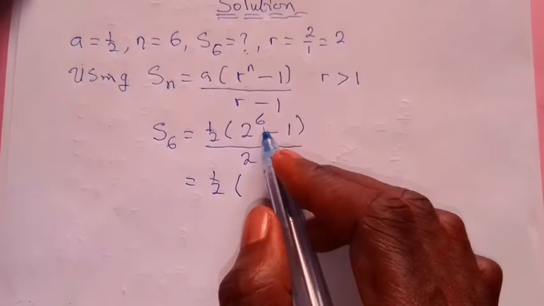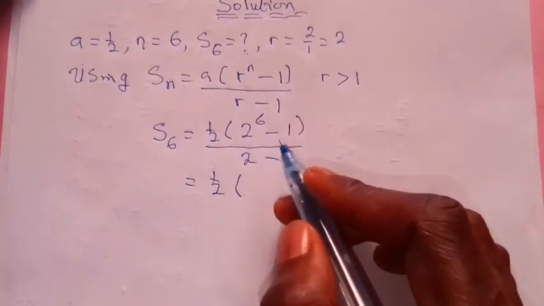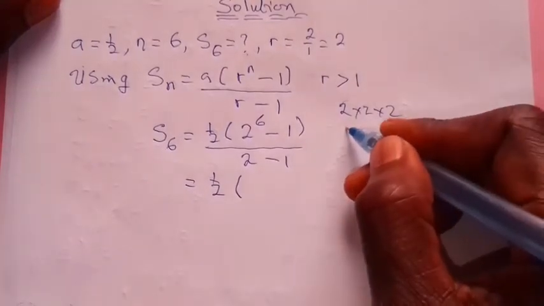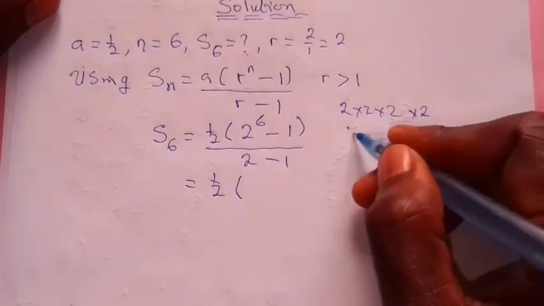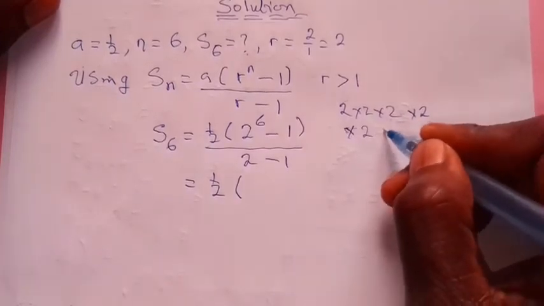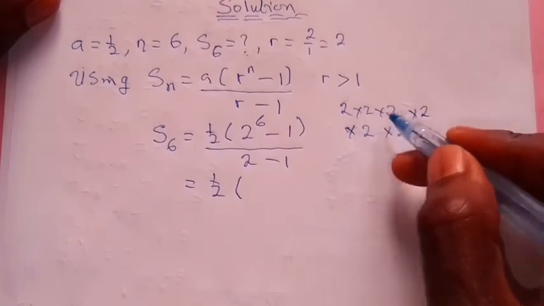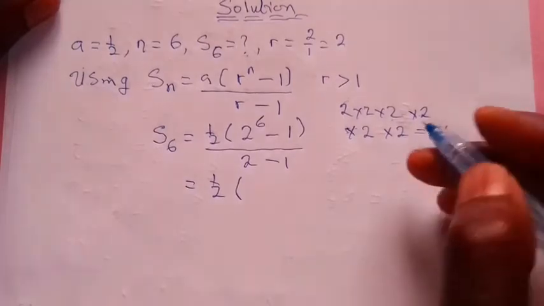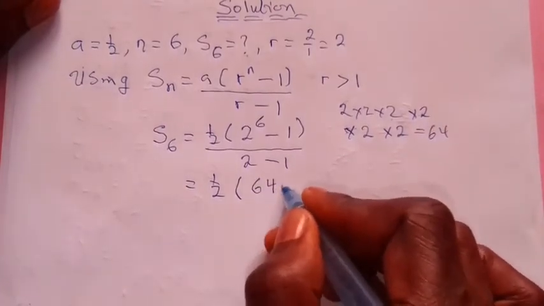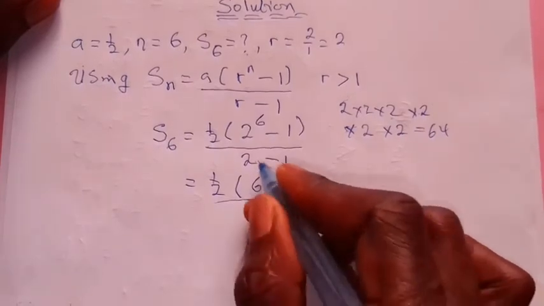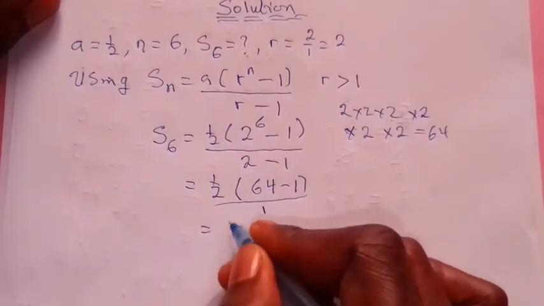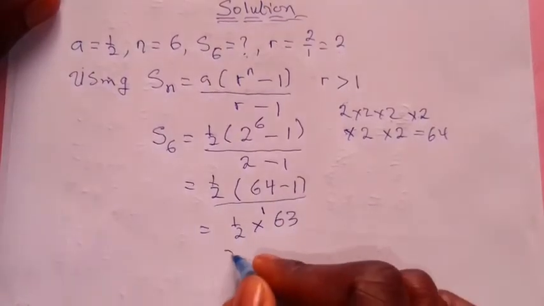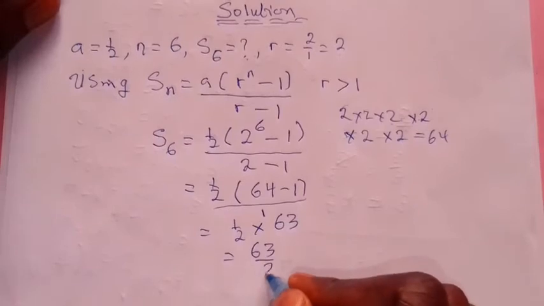If you want to get 2 power 6, you say 2 times 2, which is 4, times 2, which is 8. 8 times 2 is 16, times 2 is 32. Then 32 times 2 is 64. So if you count 1, 2, 3, 4, 5, 6, that means 2 power 6 equals 64. So over here we'll write our 64 minus 1, then all divided by 1. Okay, so the next thing we're going to do here is to say half multiplied by 64 minus 1, which is 63. And then our answer could become 63 upon 2.